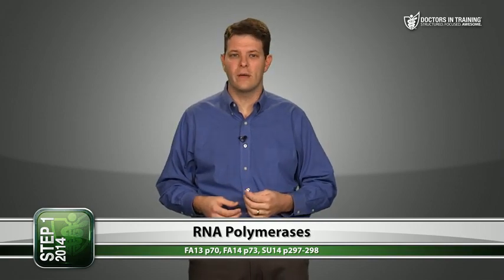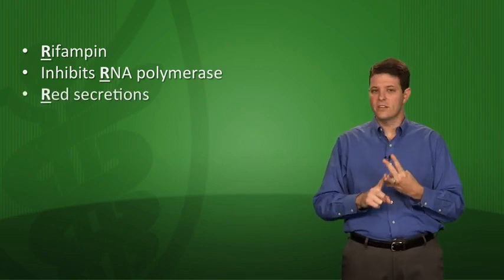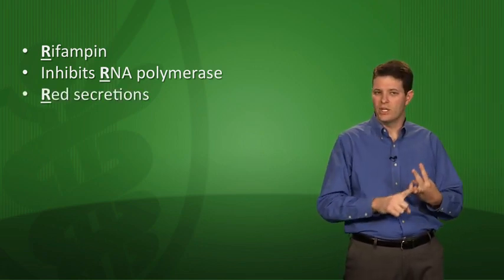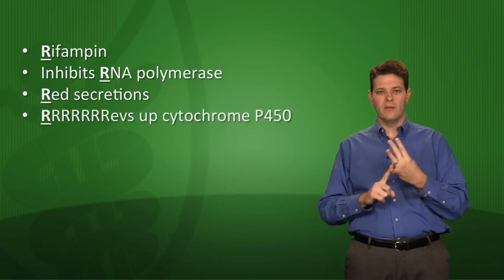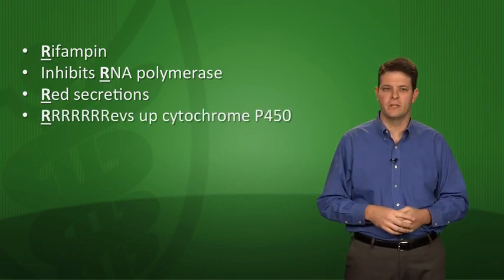And do you remember what antibiotic inhibits prokaryotic RNA polymerase? It's rifampin. Remember the 4 R's of rifampin. R for rifampin, it inhibits RNA polymerase. Red secretions like red tears, red sweat, red urine, and R for it revs up the cytochrome P450. So rifampin induces cytochrome P450.